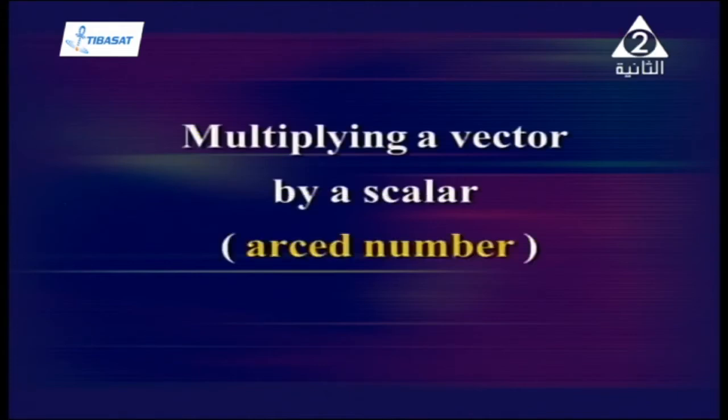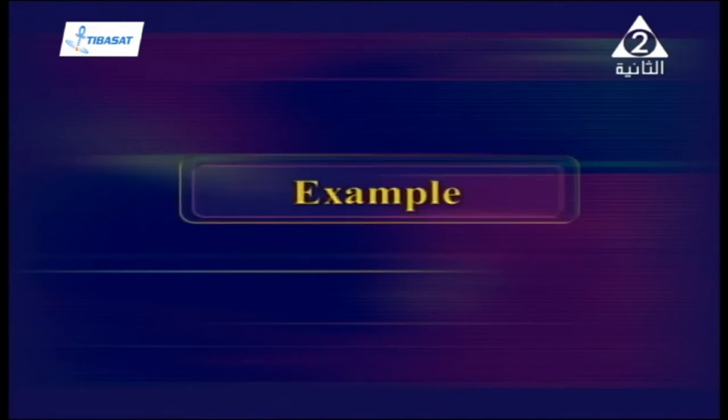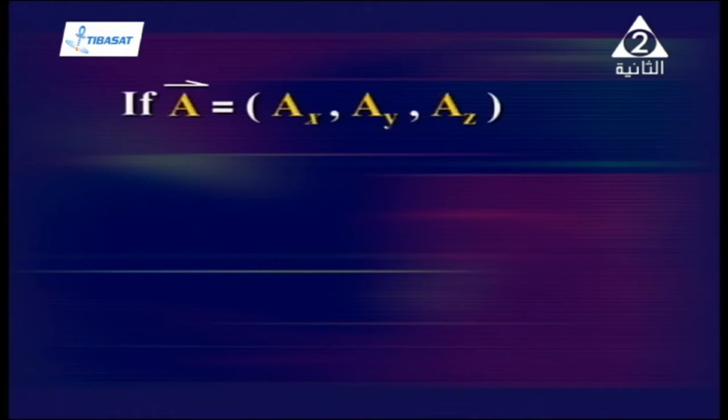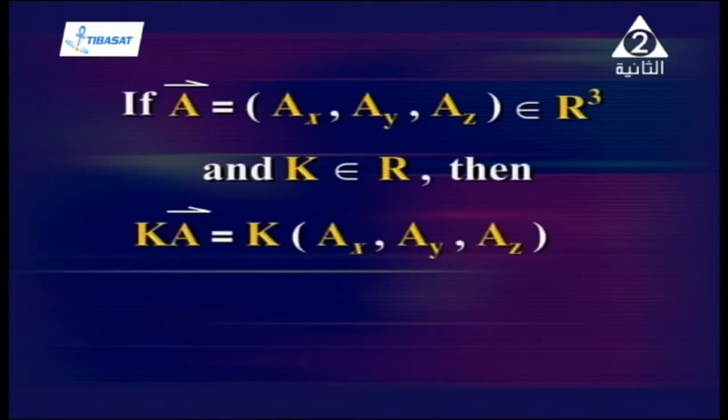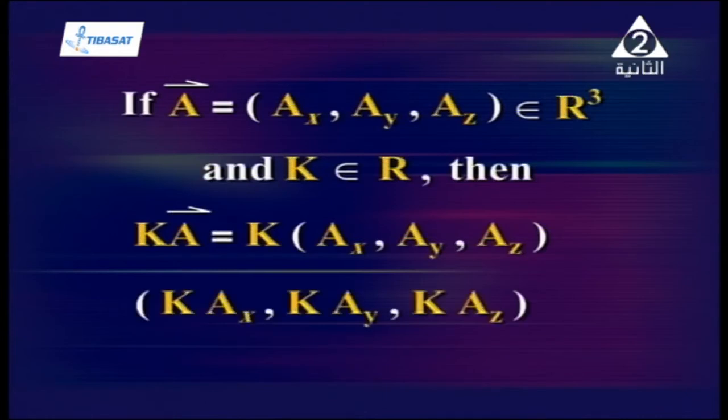Multiplying a vector by a scalar, a real number. My dear student, look at the example. If we have a vector (Ax, Ay, Az) belonging to R3 and k belonging to R, then k times vector A equals k multiplied by the components: (k Ax, k Ay, k Az), which also must belong to R3.